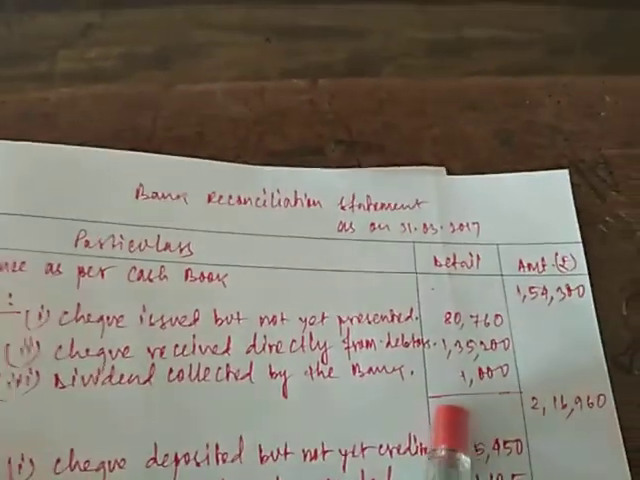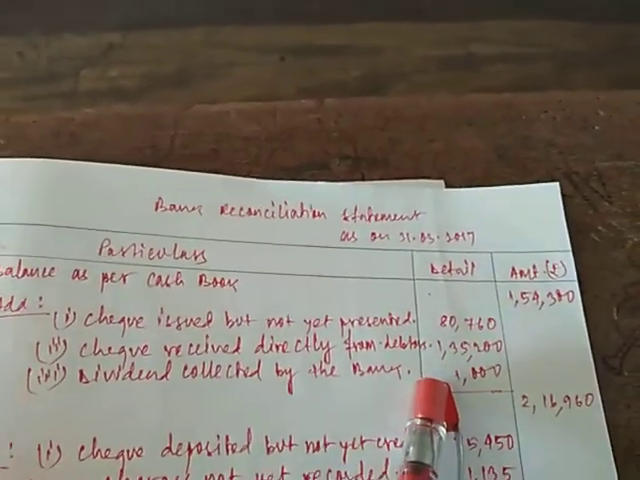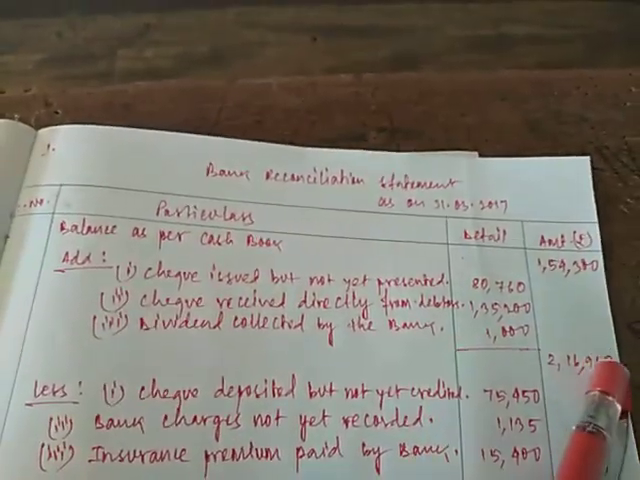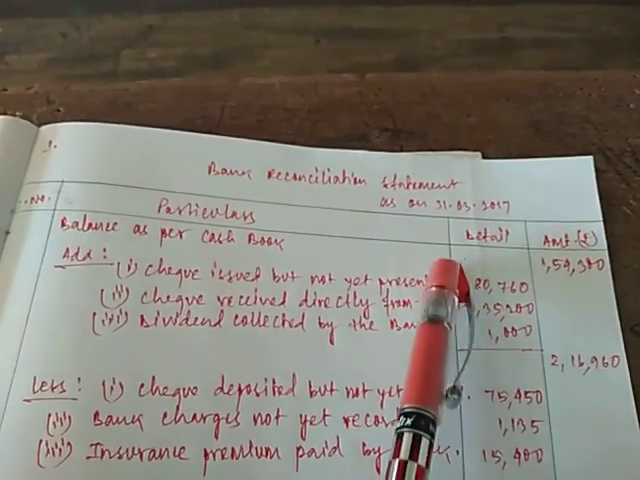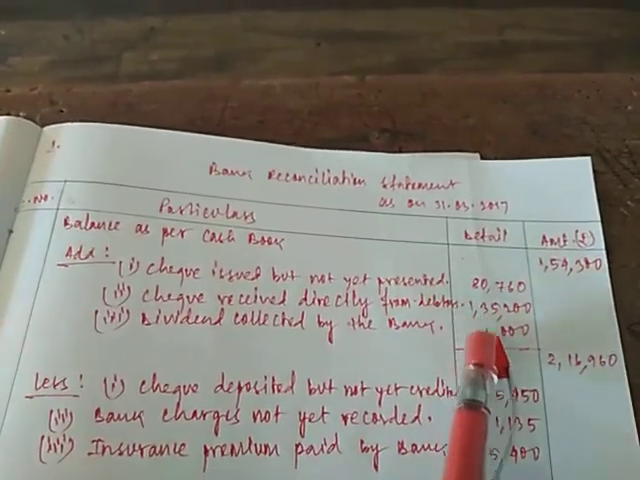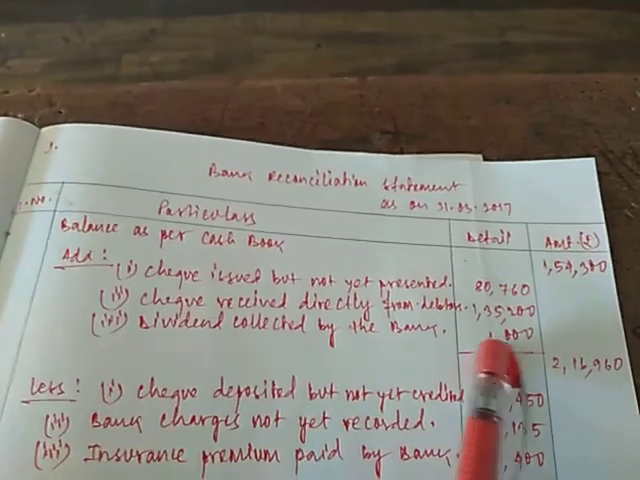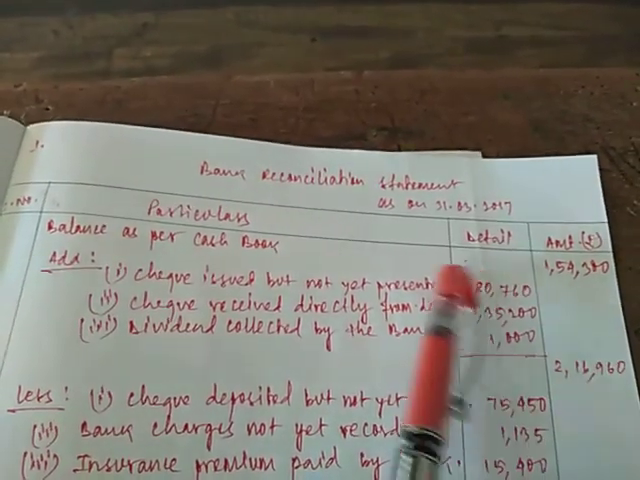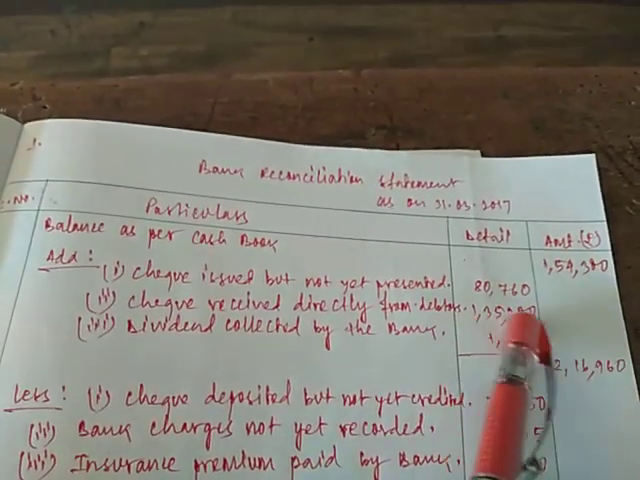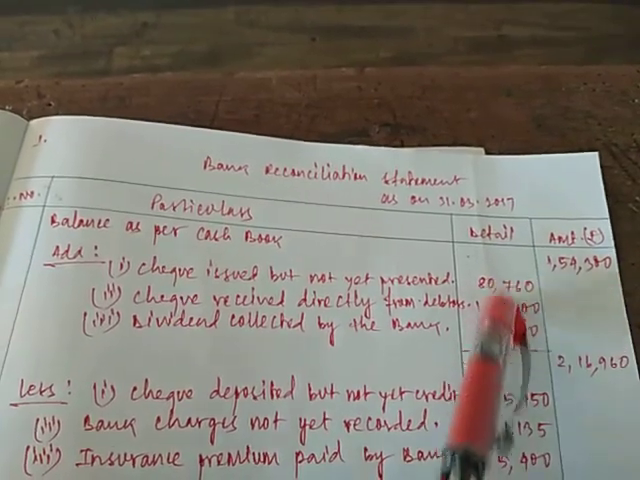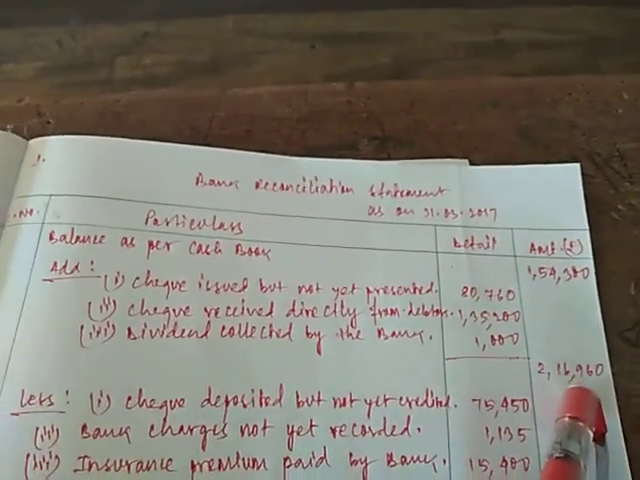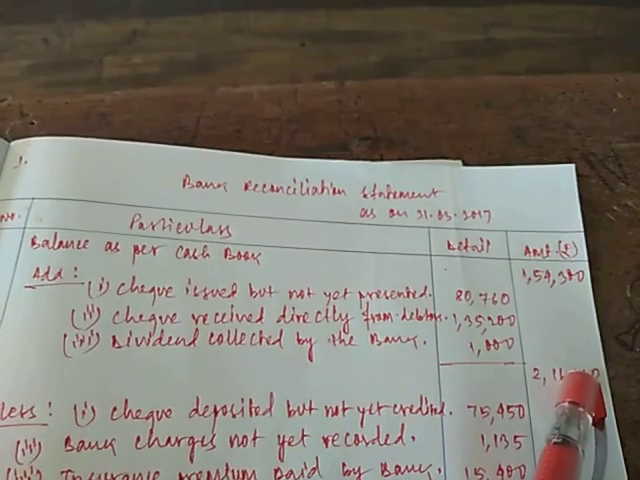So what you can do here is add the 3 items under add and write the total in the outer amount column. All 3 items under the add heading you will add and put here. So 80,760, 1,35,200 and 1,000. When you add these 3, you get 2,16,960, which I have written in the outer column.